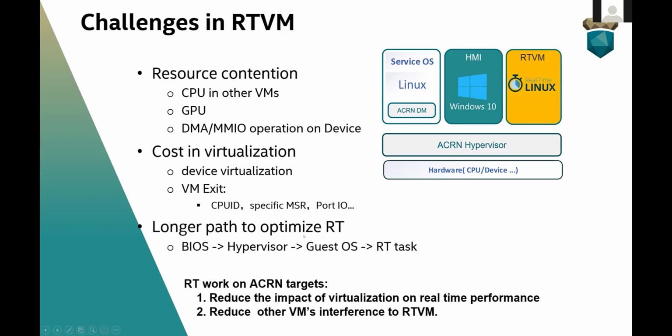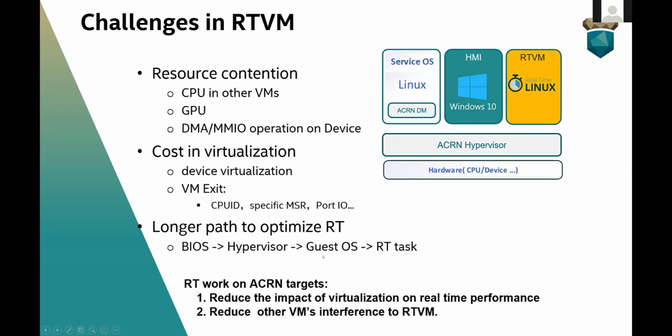Also, for the optimization path in this scenario, there's a longer path to optimize the real-time performance, because there's one extra layer, the hypervisor layer, compared to the native environment. So for the RT work we have done on the ACRN project, there are two targets. The first one is to reduce the impact of virtualization on real-time performance. The second one is to reduce other VMs' interference to the RTVM.